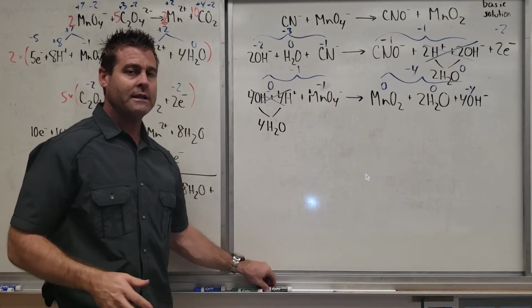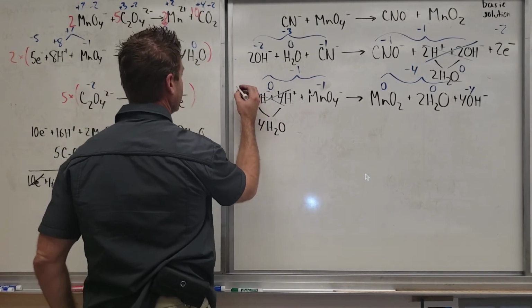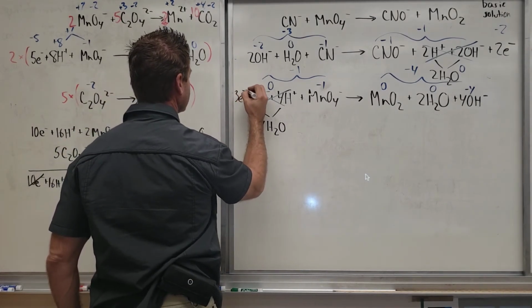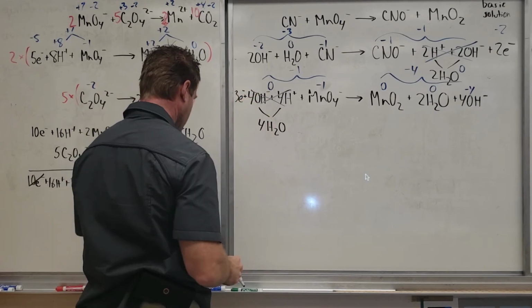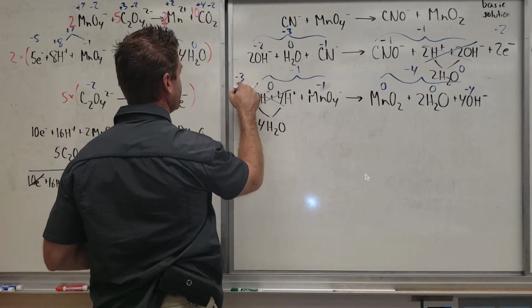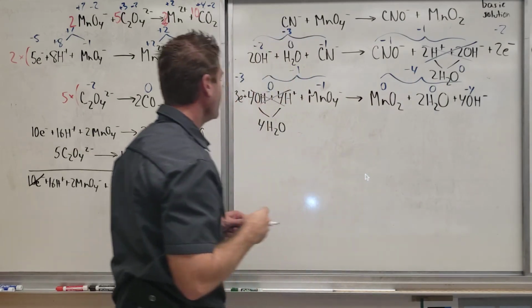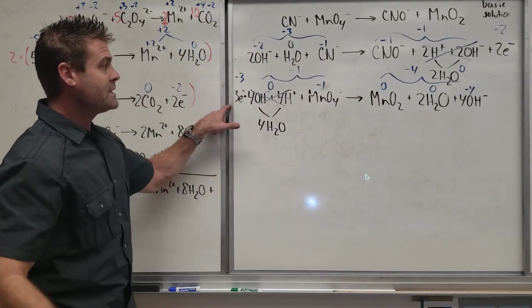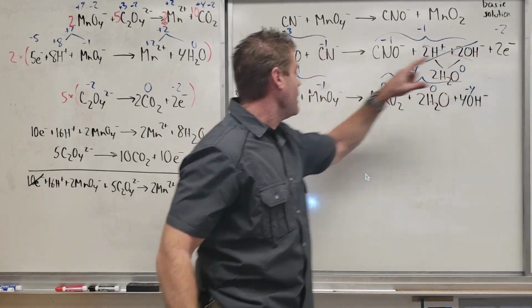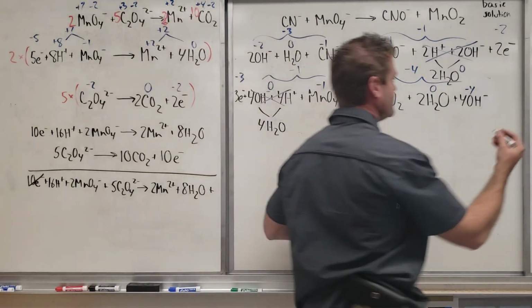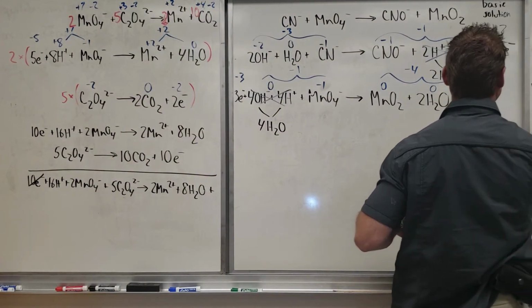Where am I going to put my 3 electrons? Hopefully you guys realize you've got to put it on the left side, the reactant side. 3 electrons over here. Because 3 electrons would be a -3, and -3 and -1 is a -4. Notice the electrons, as you would expect, since the electrons were lost here, they have to be gained here. This is my reduction half reaction.